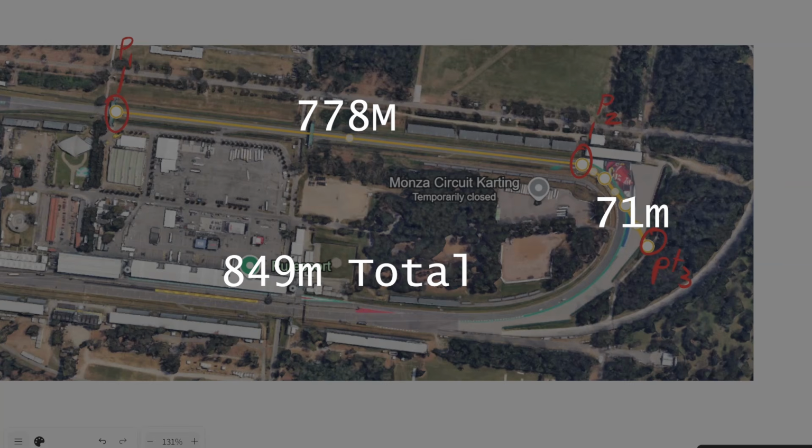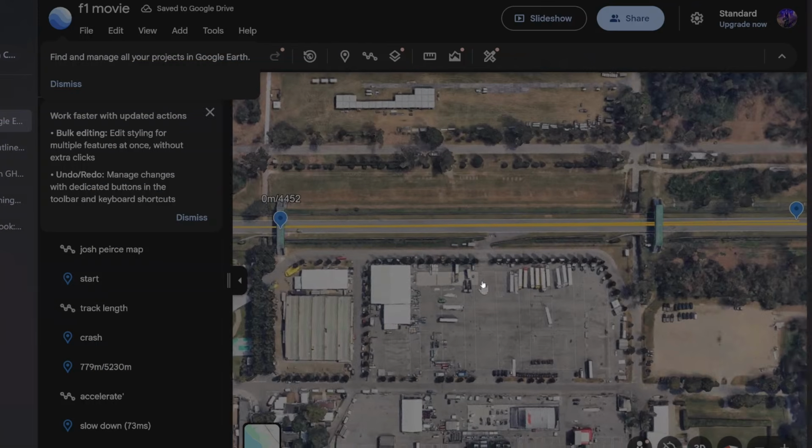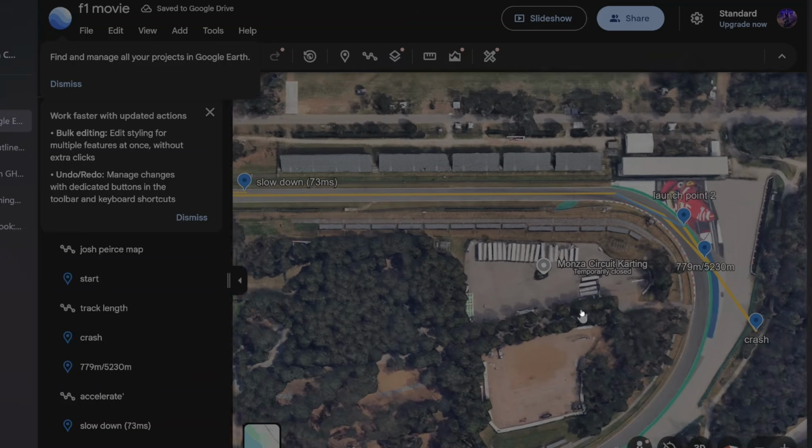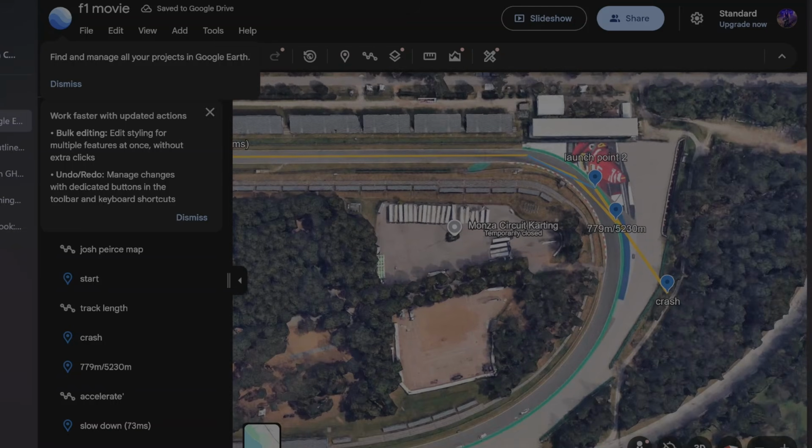We also know Monza is 5,793 meters total, so points 1 and 2 relative to the track are 4,452 meters and 5,230 meters. Analyzing the film, we can get an 18-second sequence between point 1 and 3, and they were even nice enough to give us the average speed in the film of 200 miles per hour, or 89.4 meters per second. So when we plug this in to a basic speed distance formula, we should get a distance of 849 meters.